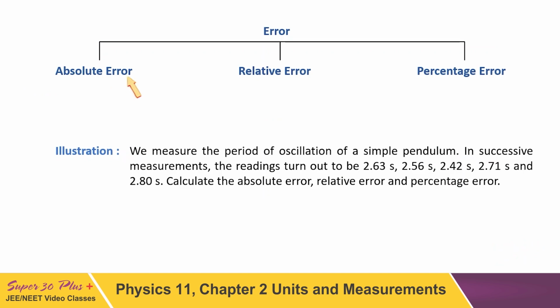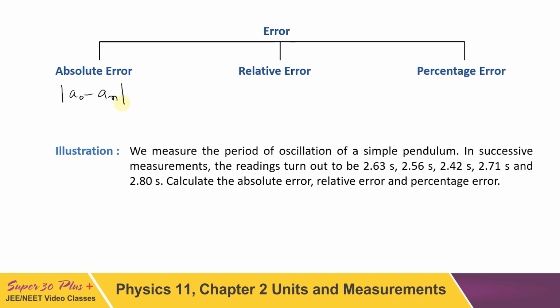What is absolute error? This is simply the difference between true value and measured value, and I have taken mod here, so it always has to be positive. Whatever value is greater, the lower value has to be subtracted from that one. So this is how absolute error is measured.